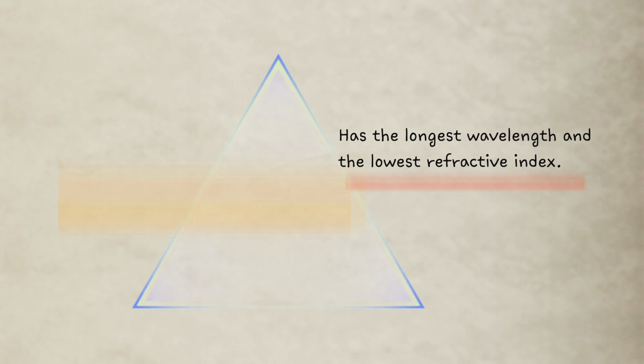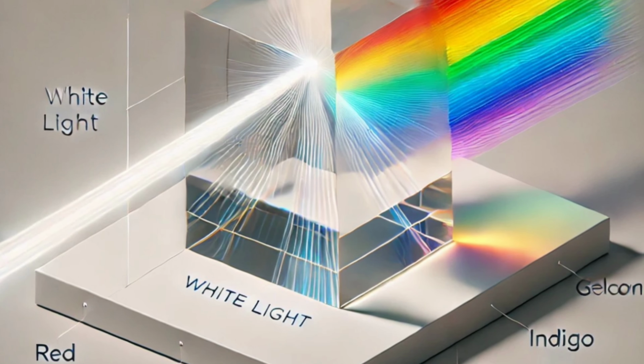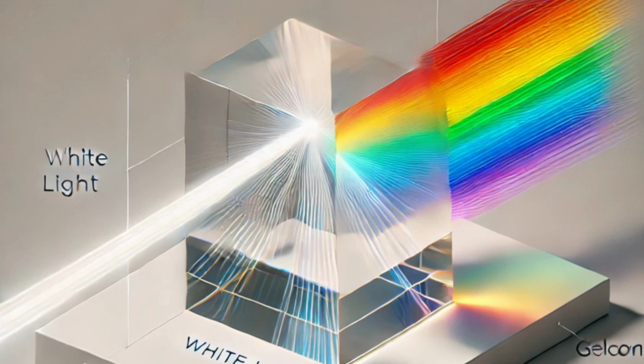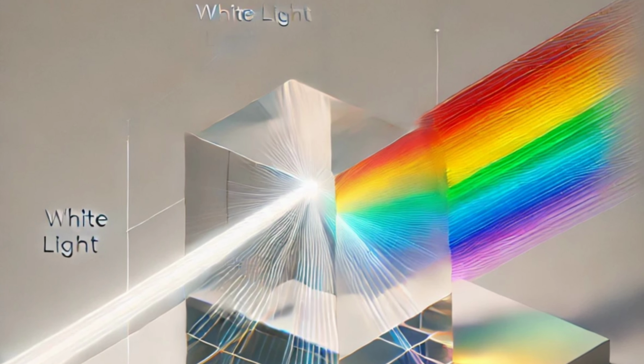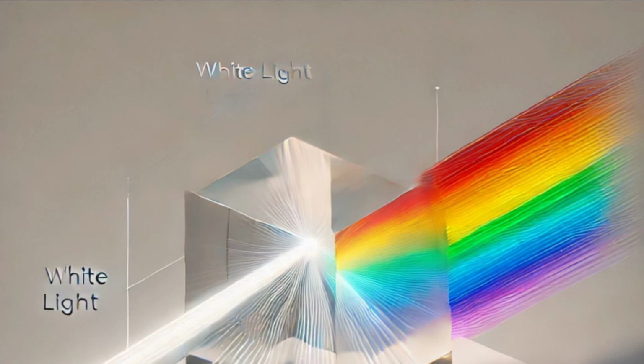For example, red light has the longest wavelength and the lowest refractive index, so it bends the least. On the other hand, violet light has the shortest wavelength and the highest refractive index, causing it to bend the most. This difference in bending angles creates the beautiful spectrum of colors we know as the rainbow: red, orange, yellow, green, blue, indigo, and violet.